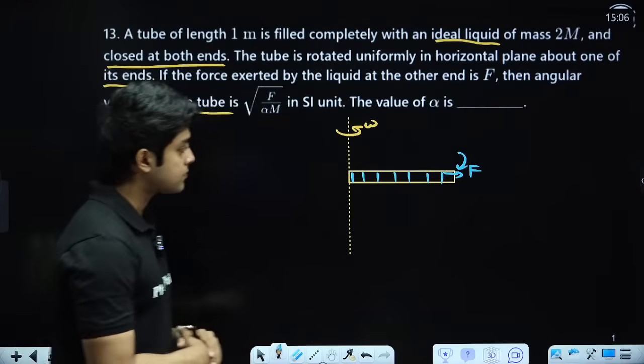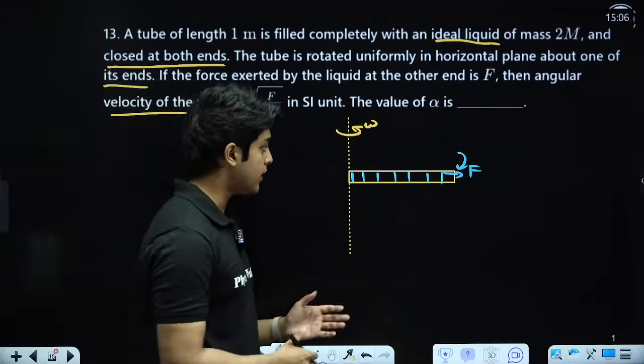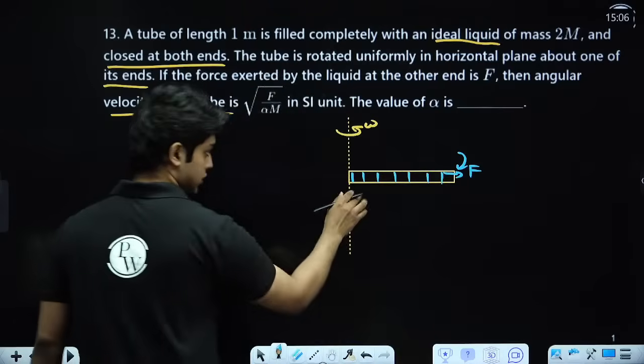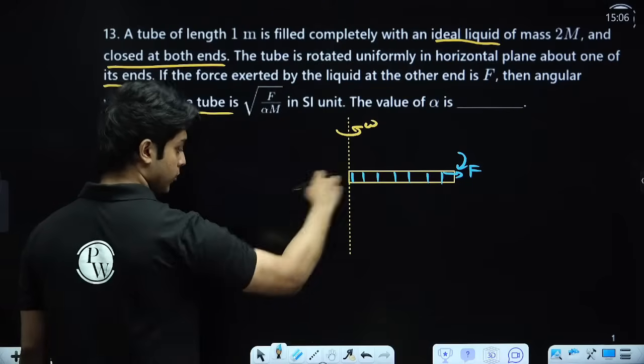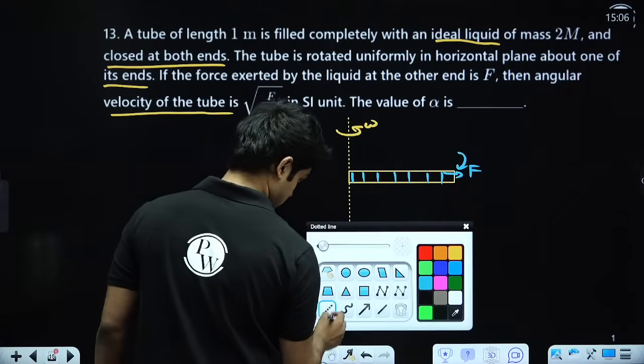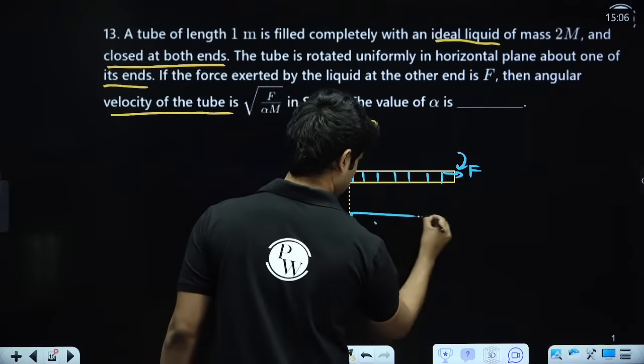There are different ways to do this, but the best way is to take the fluid as the system. So if I choose just the cylindrical fluid as my system, it will look something like this. So I'm drawing it over here.